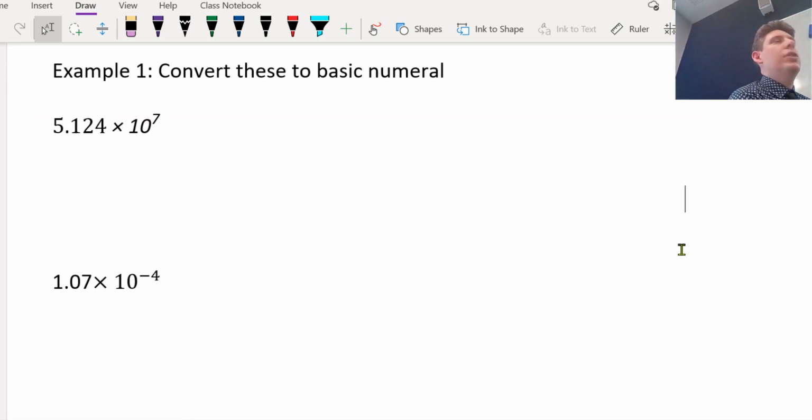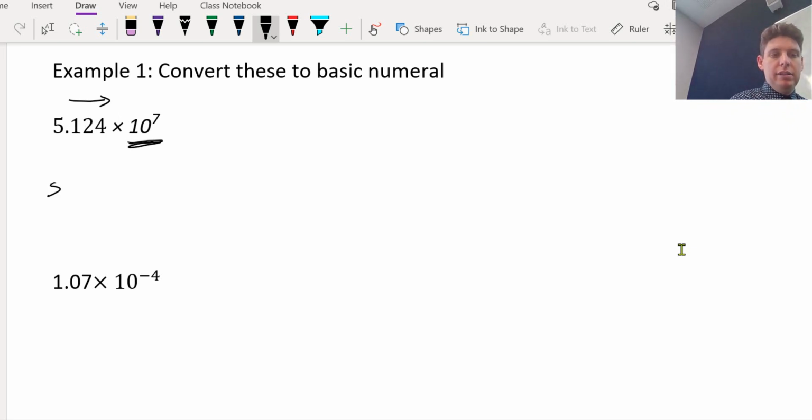Okay, if you're all feeling pretty comfortable, we'll try some examples. So this is a couple of numbers in scientific notation, and it wants us to put it back to the one with lots of zeros, basically. So this one, it's a positive power, so we're moving the decimal place to the right. So we move it 7 places. So 1, 2, 3, 4, 5, 6, 7.